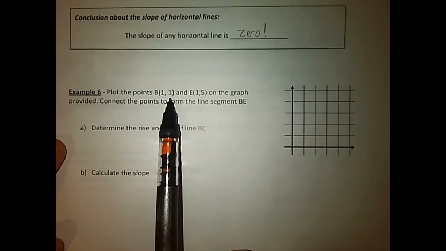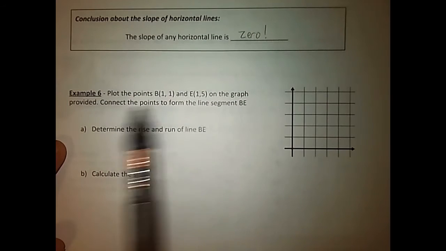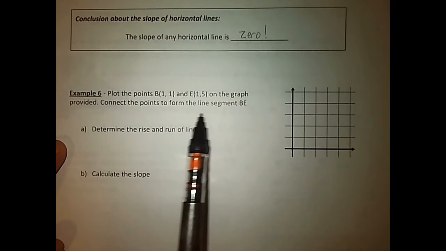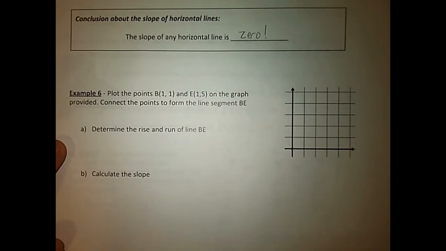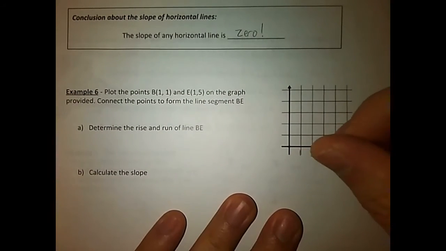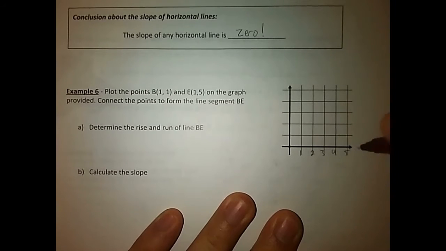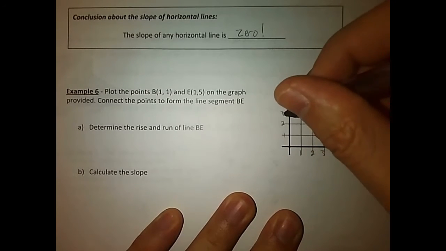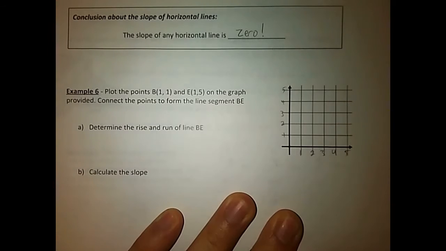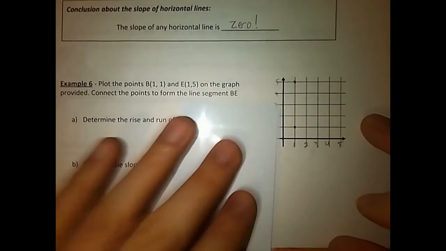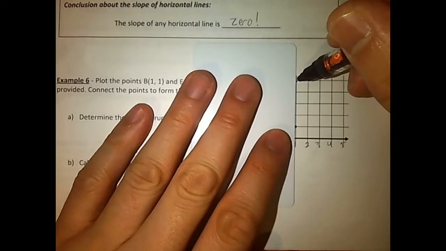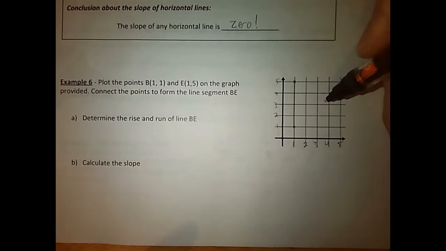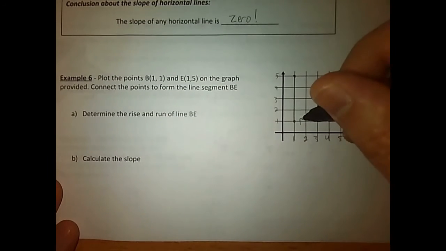In example 6 here, we're going to plot the points B, 1, 1 and E, 1, 5 on the graph provided, and then connect the points to form a line segment BE. So we'll do the same thing. I'm going to label this graph 1, 2, 3, 4, 5, 1, 2, 3, 4, 5. We have 1, 1 here, and we have 1, 5 up here. So we'll join this together with the line, and we'll call this BE.